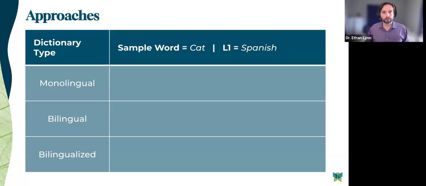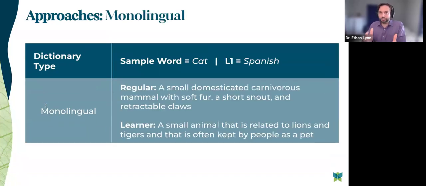So what's the monolingual approach? Well, it's pretty basic. You provide a definition in English of the word. Now, there is something to note here. There are 2 kinds of definitions. There's a regular definition, and then there's a learner definition. So let's take a look at the regular, the dictionary definition here. So we've got the word cat. So what does cat mean? A small, domesticated carnivorous mammal with soft fur, a short snout, and retractable claws.